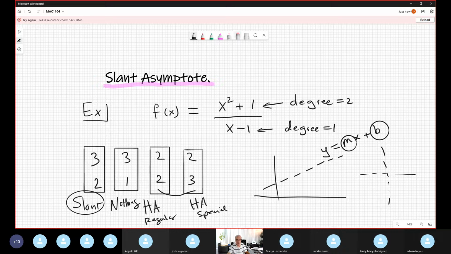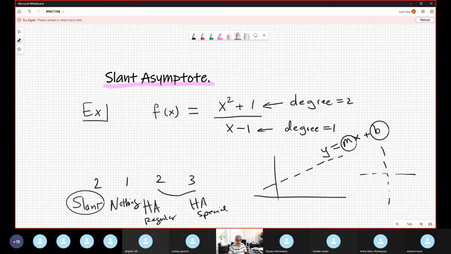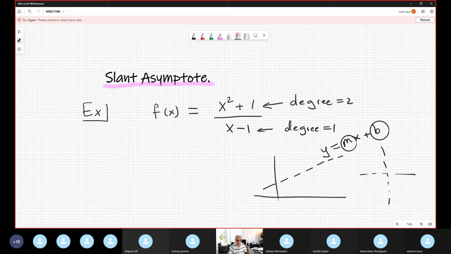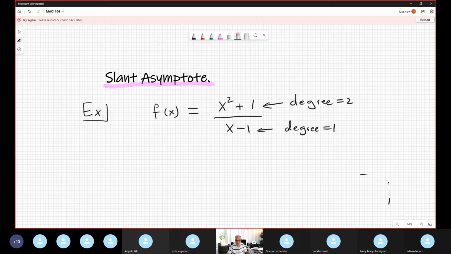So what is the idea? What should I do? Well, immediately you detect it: the analysis of the degree. Degree 2, degree 1, yes. We have a slant asymptote.